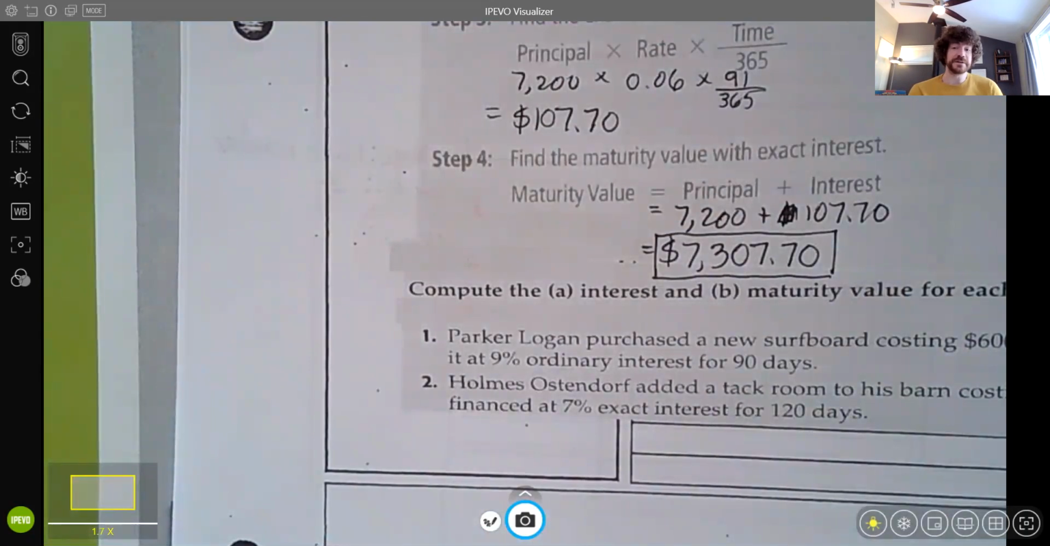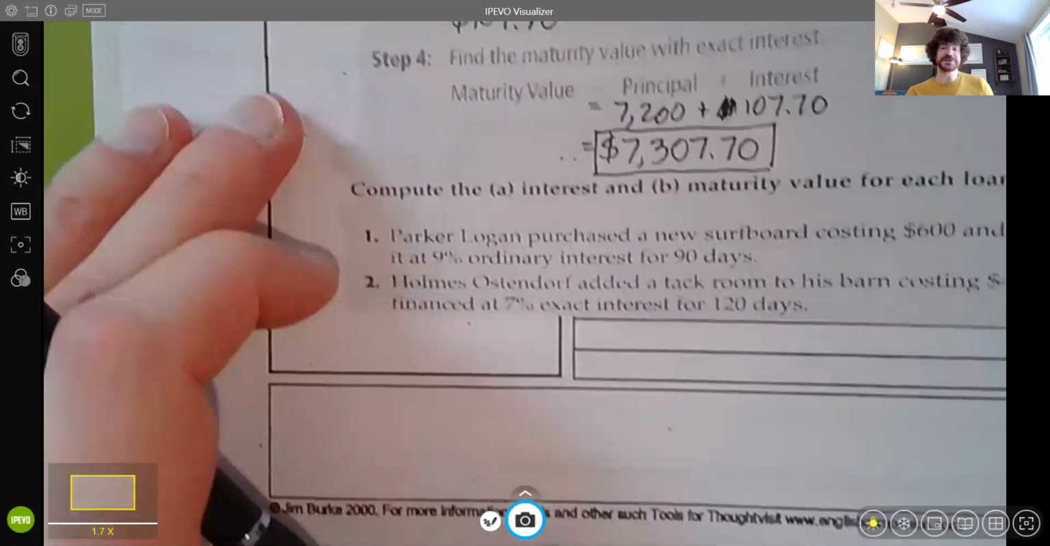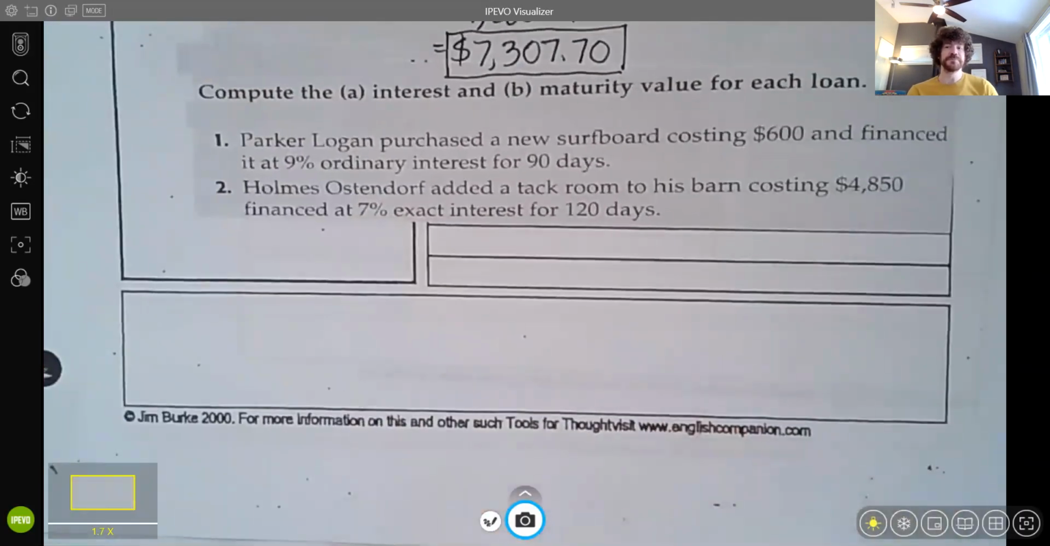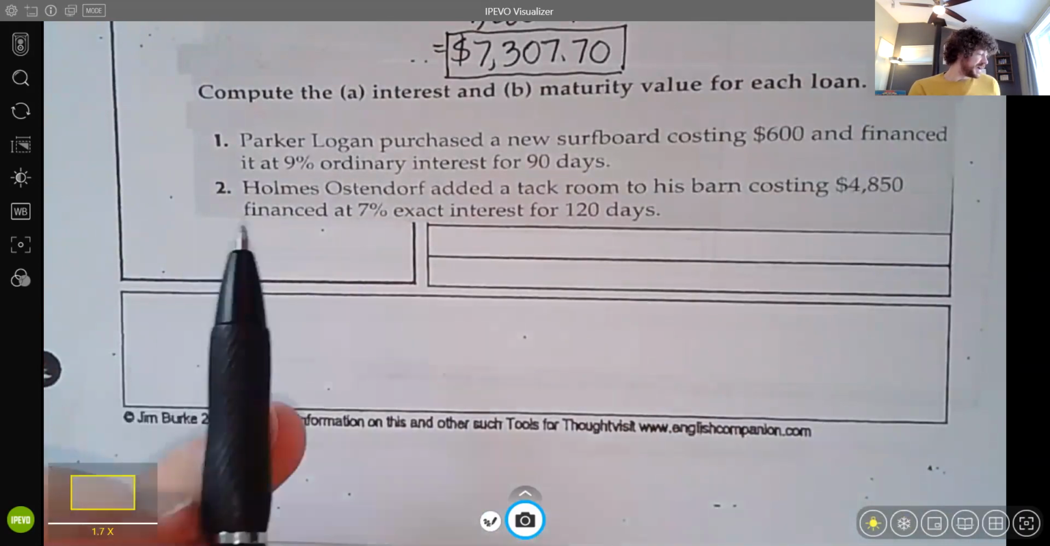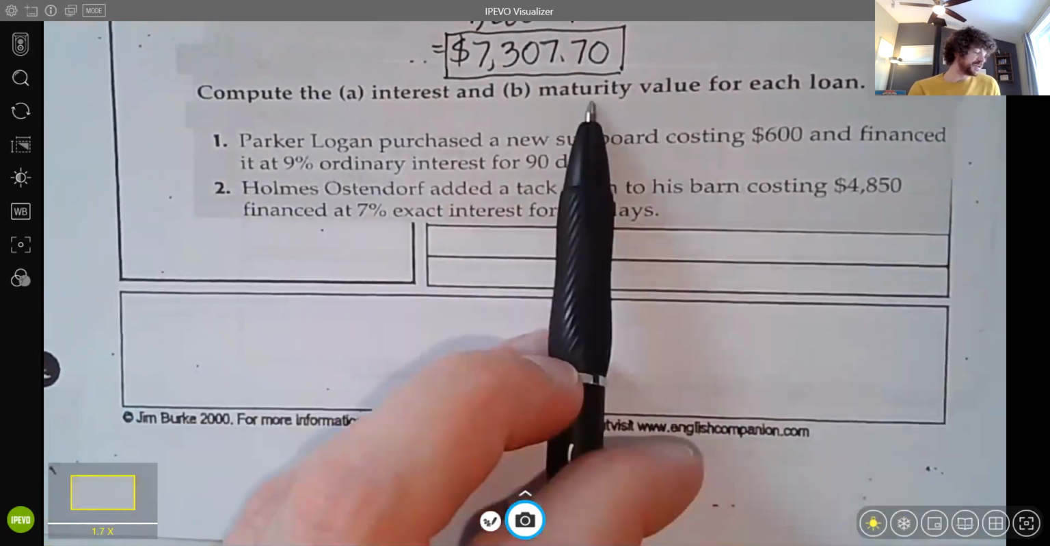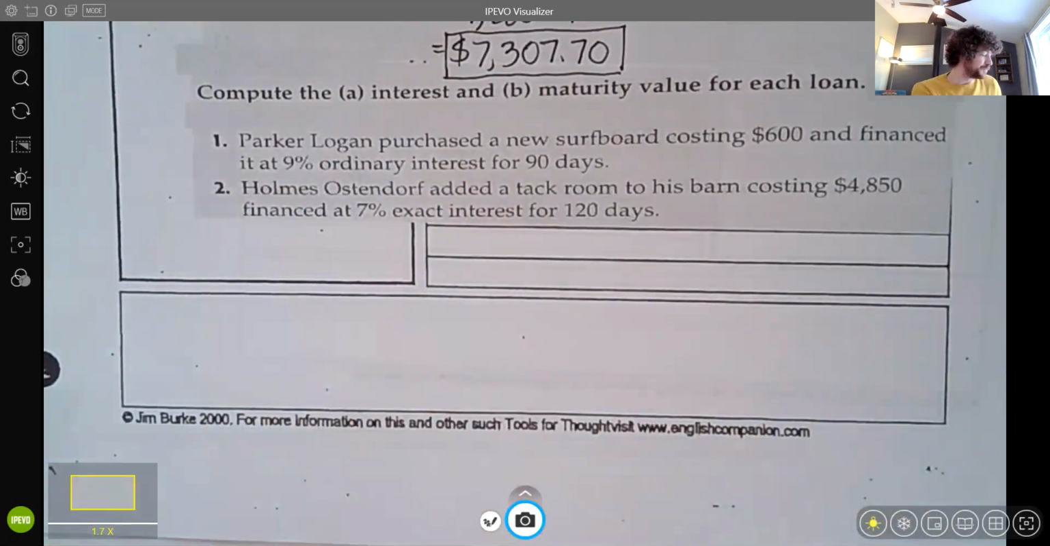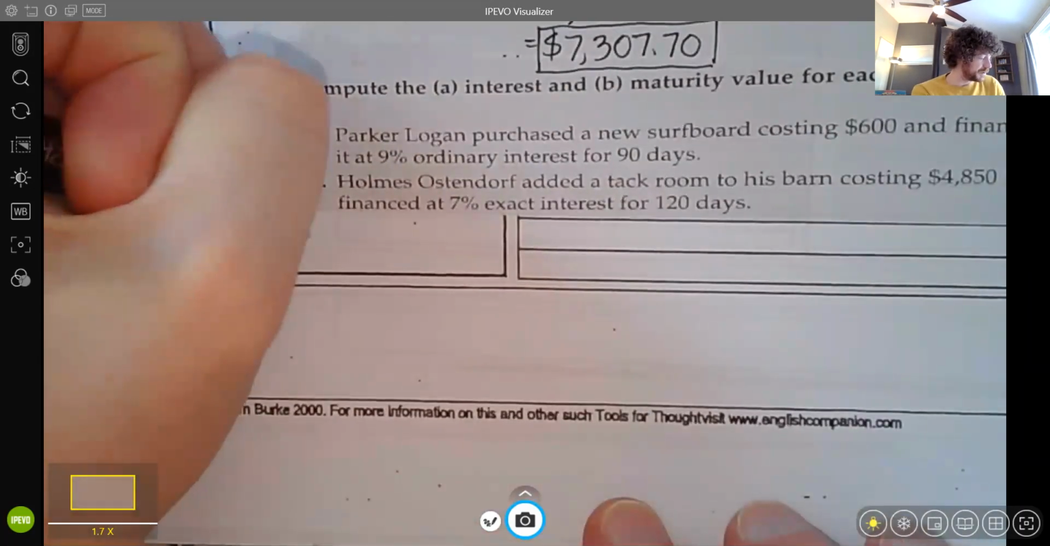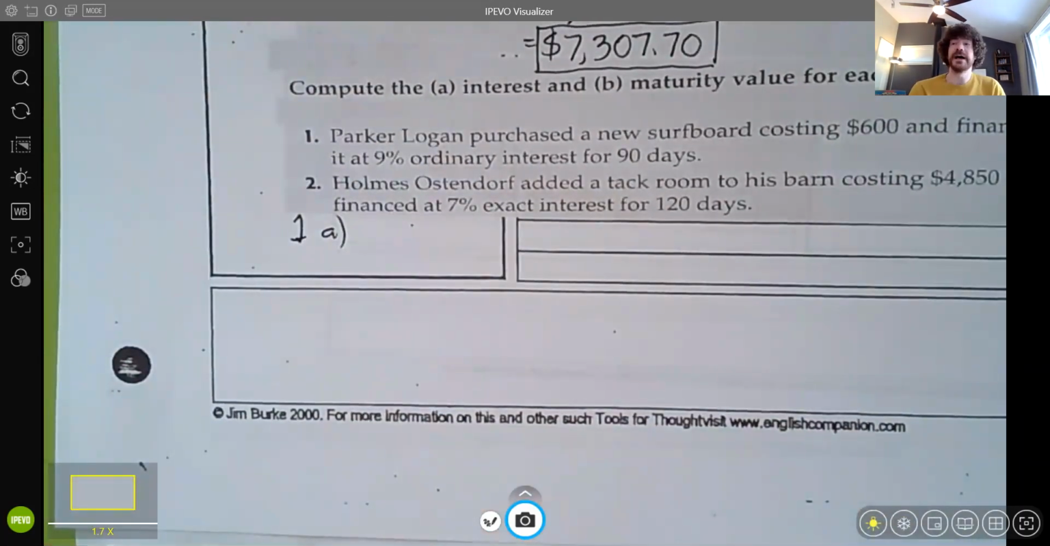And so that's how we're doing our calculations today. I don't think there's too much to it, to be honest, because we're using that simple interest formula and we're just adding the amount of interest back to the principal value. So let's try these two at the bottom here, and then we'll take a look at an algebra example, which will be a little bit more challenging. So it says compute the interest and the maturity value for each loan. So down here, I'm just going to write 1A so we can work on that.